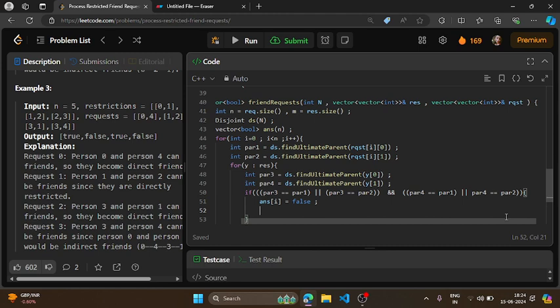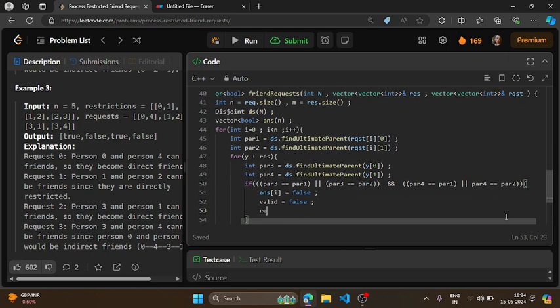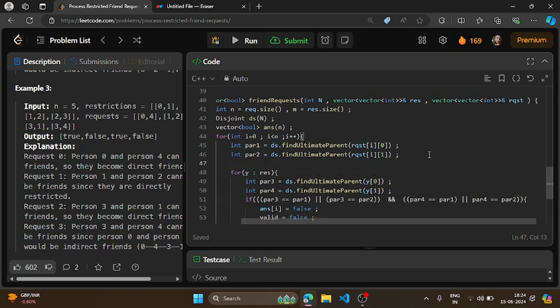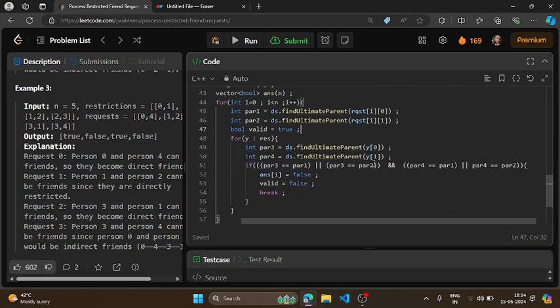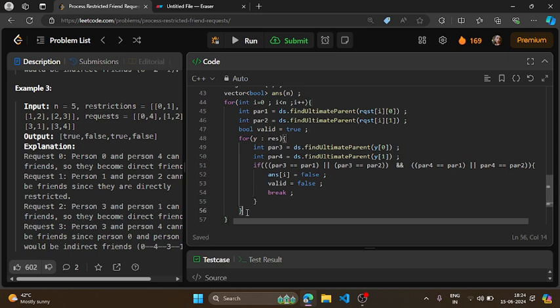And once I find that a restriction is violated by my request, I'm not going to check the further restrictions, because even one violation is enough for me to say this is not a request we are going to process. So we will say valid equals false, and we will simply break because we are not going to check further. So let's make a boolean denoting whether we have found any violated restriction or not. Initially set it to true.